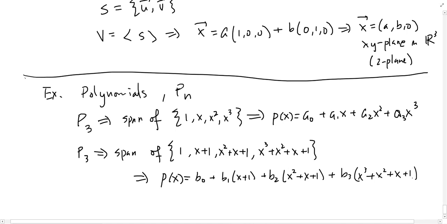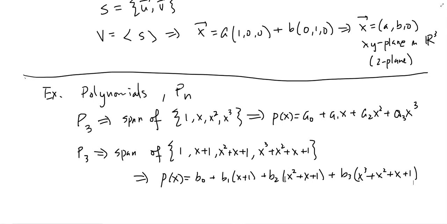Now, without doing anything, I can clearly see one thing is true. If I look at the first span right here, I can only generate something up to the x to the third power. No matter what I choose for a sub 0, a sub 1, a sub 2, a sub 3, because they're all numbers or scalars, that can only give me a polynomial of third degree or less. If I look at this expression right here, it's the same thing. This expression only allows me to form polynomials of third degree or less. However, just because of that doesn't mean that it can actually span the entire P3.